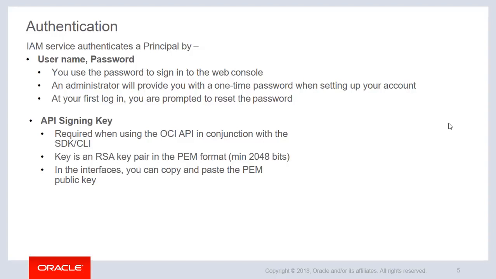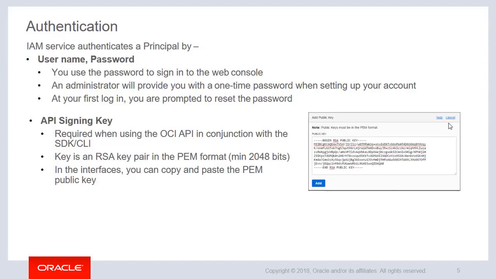The second kind of authentication is through something called an API signing key. This is required when using the OCI API in conjunction with the various SDKs we have, or the CLI. Now this key is an RSA key pair in the PEM format, and in the OCI console you can copy and paste the PEM public key, as it is shown here in the console.